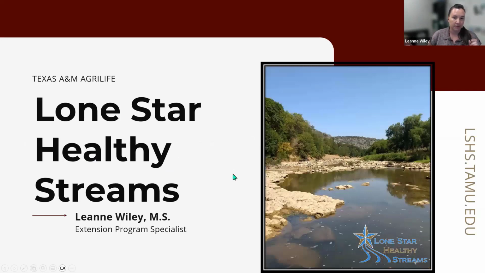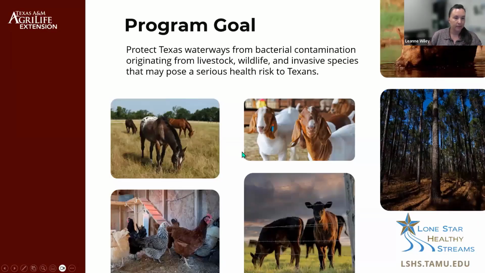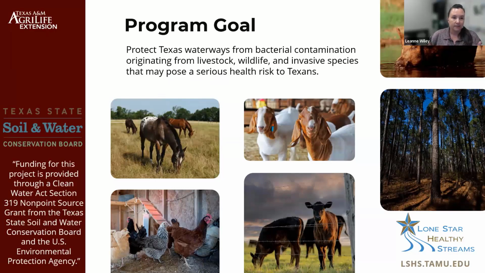But first, I wanted to give a little plug for my program. It's Lone Star Healthy Streams, and there's a website here on the right side. What that program is really about is protecting Texas waterways from bacteria contamination that originates from livestock, wildlife, and invasive species. I listed invasive species because feral hogs are a big topic that we discuss, and they're not wildlife, they are invasive. The contamination from these species poses a huge health risk for Texans because of the bacteria left in the water and the Texans using that water for various activities, drinking water, recreation, whatever it might be.